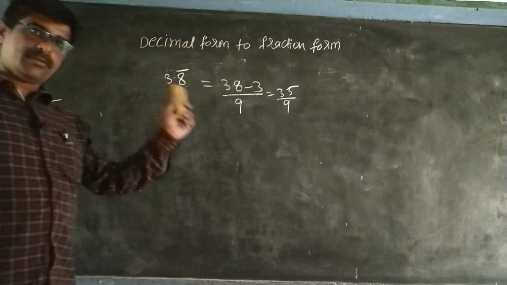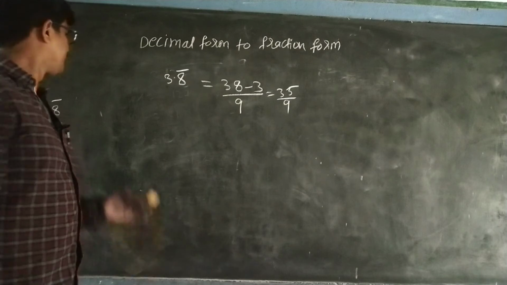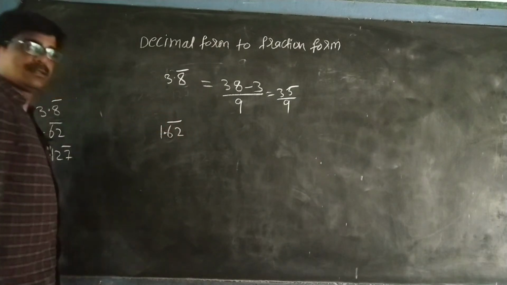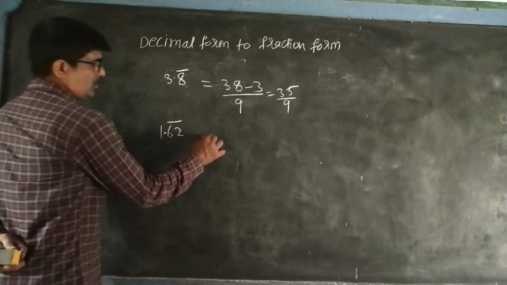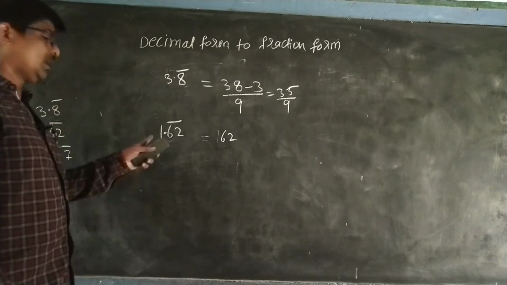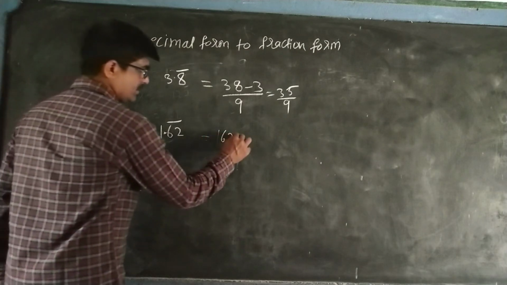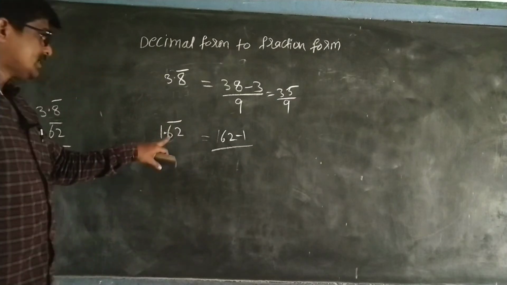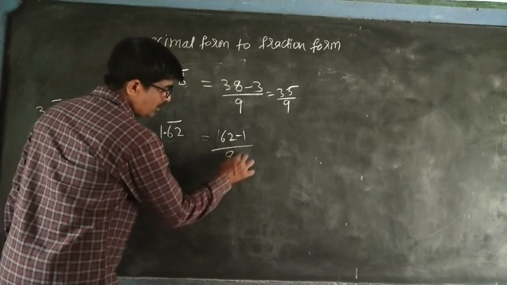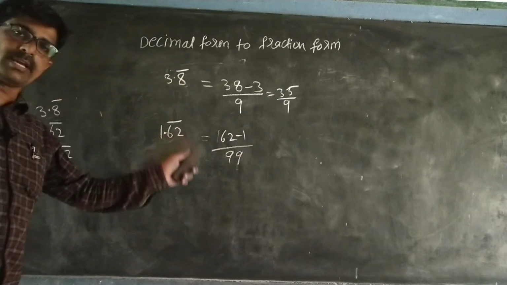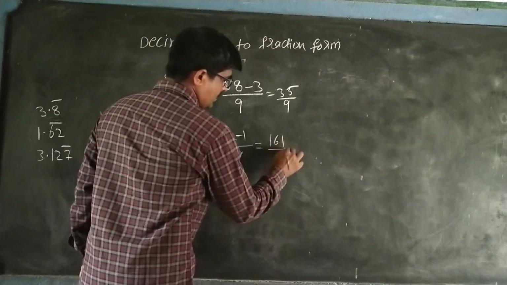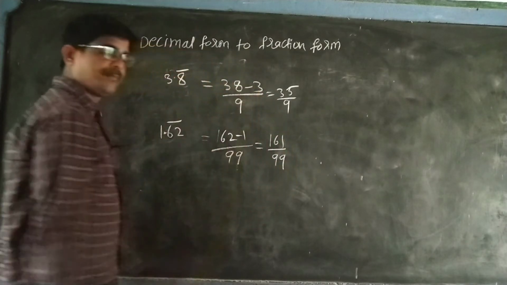35 by 9. Now check with your regular method also. Next, again 1.62 bar, same method. Write the total number. Only the 1 doesn't have a bar, so minus 1. Two numbers have bars, so in the denominator write 2 nines. 162 minus 1 is 161 by 99.